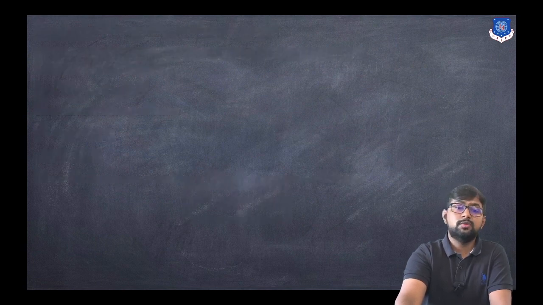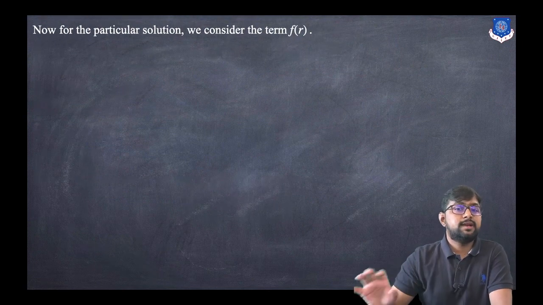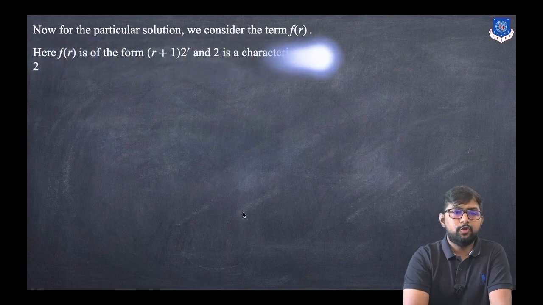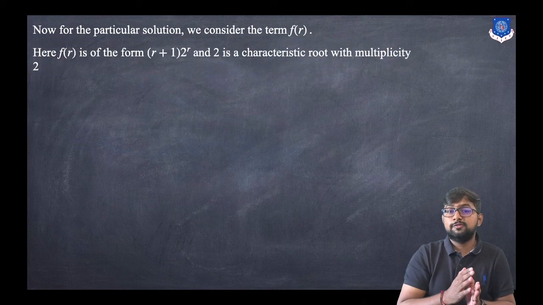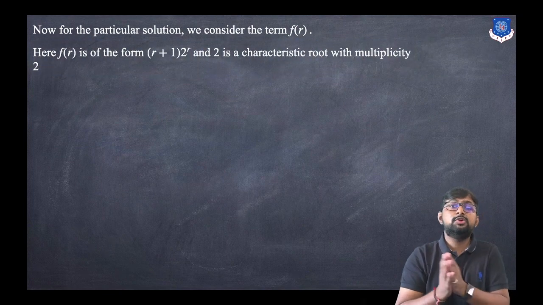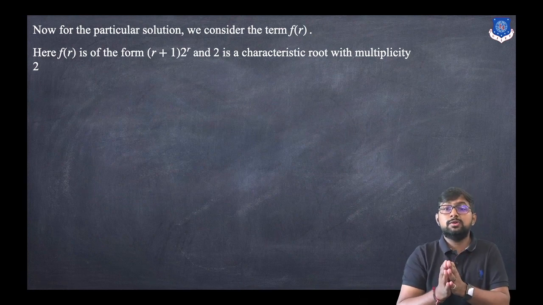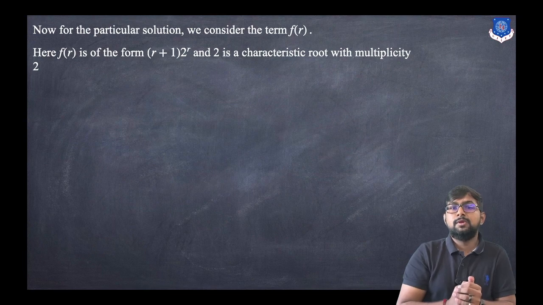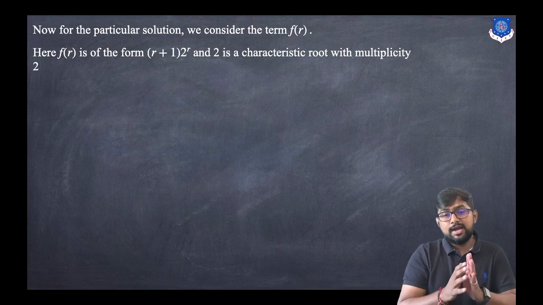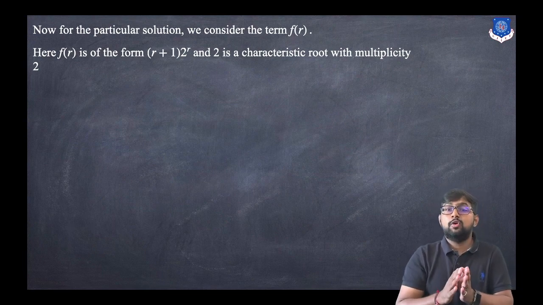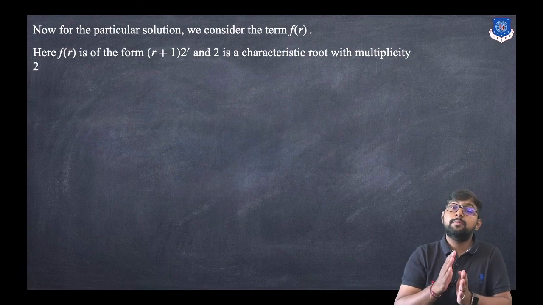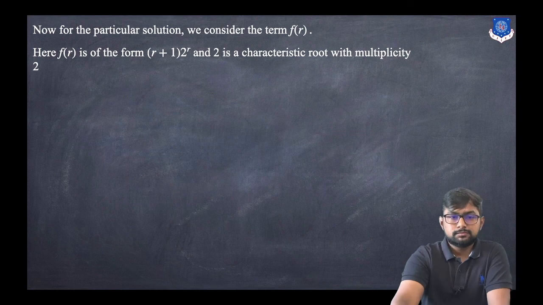Now for the particular solution, just consider the right hand side, here f of r. So f of r is of the form (r plus 1) and 2 raised to r. And also here you can see that 2 is a characteristic root with multiplicity 2. Right hand side is (r plus 1) 2 raised to r, and 2 is the characteristic root, and in addition it has multiplicity 2.